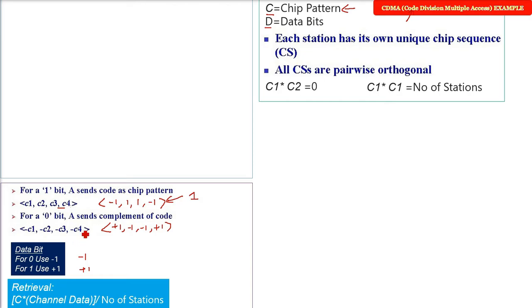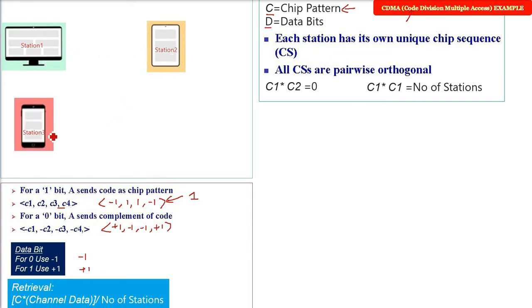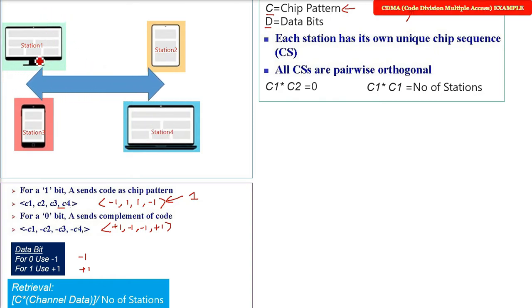Now we are ready for the actual example. Let us assume we have 4 stations: station 1, station 2, station 3, and station 4. As I said, every station will be assigned a code, and depending upon the code, they will send the data. They send the data on a single channel. That is why we call it code division multiple access. So let us take the example. We are again taking only 4 of these. It can go beyond, to 64, 128.